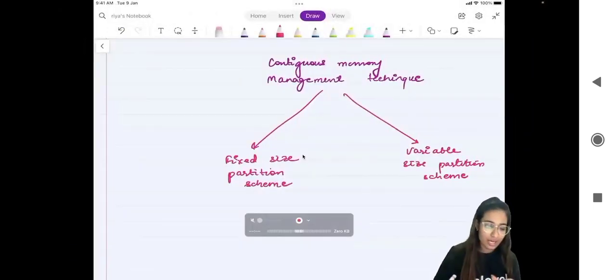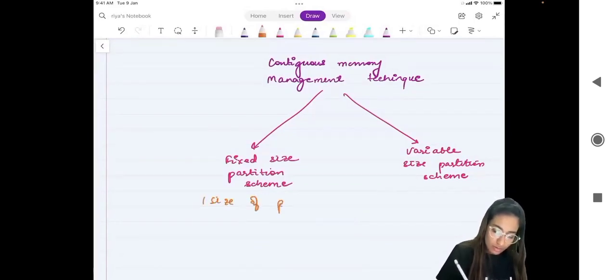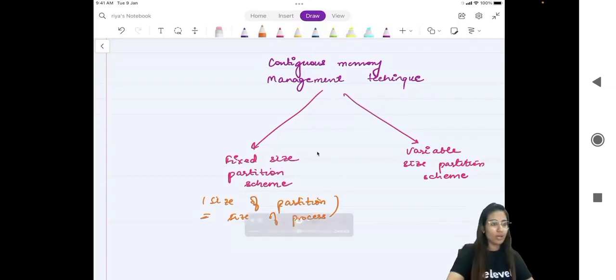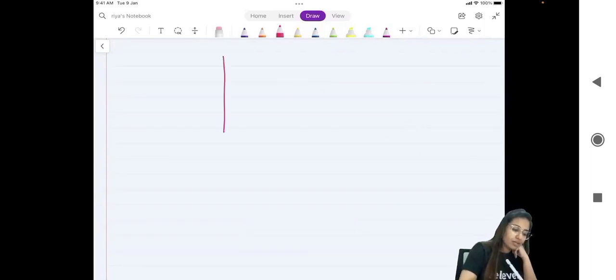So in this case, the size of the partition is equal to the size of the process. Here is what can happen over here, this is the memory.